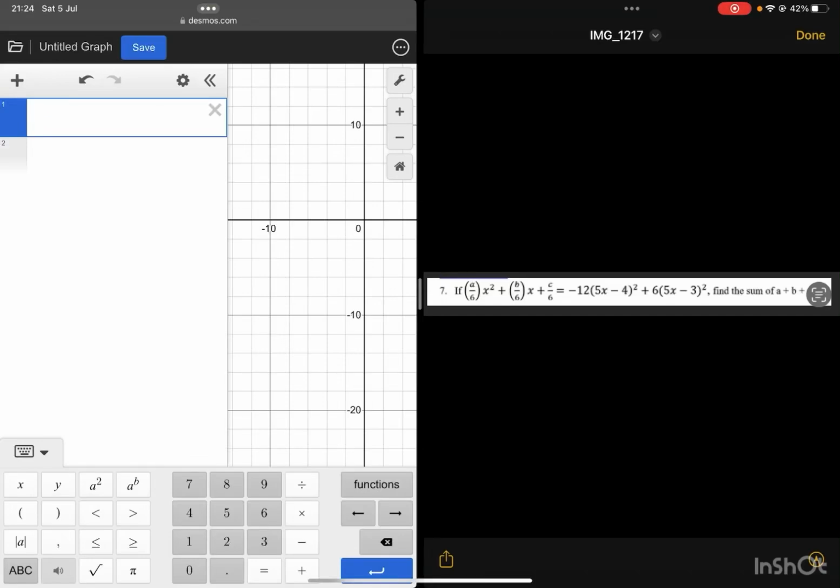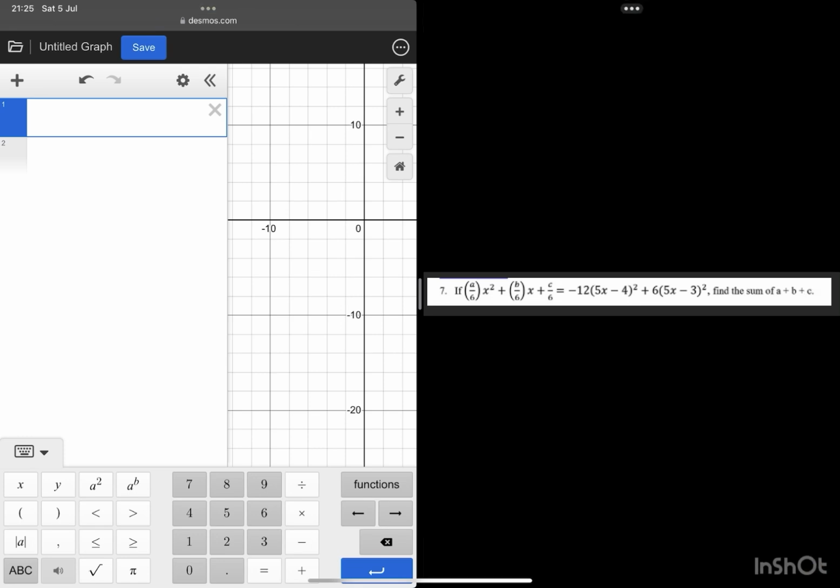Hey guys, we're gonna start our SAT prediction with a hard SAT math question. If a over 6 x squared plus b over 6 x plus c over 6 equals negative 12 times (5x minus 4) squared plus 6 times (5x minus 3) squared, find the sum of a, b, and c.